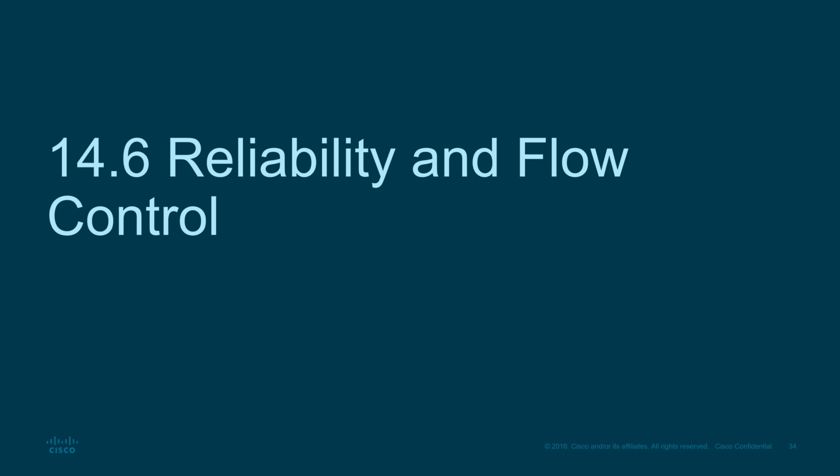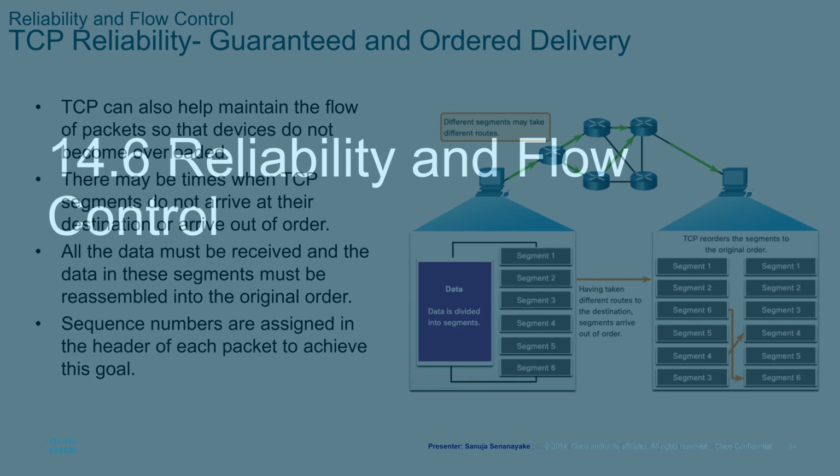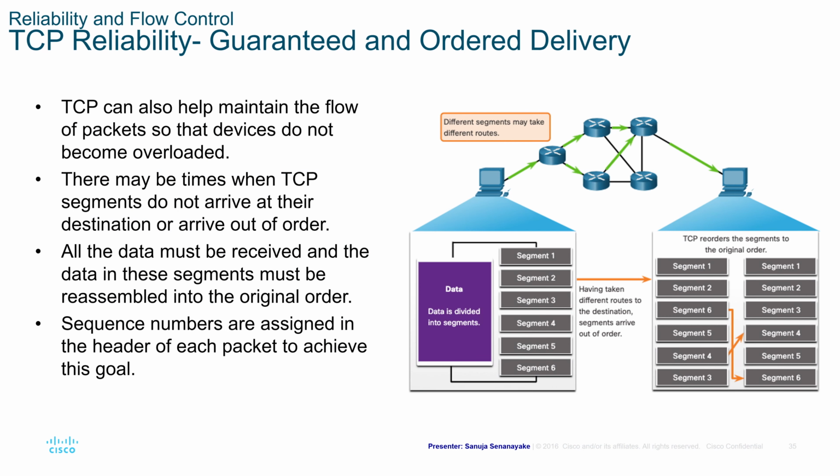Reliability and flow control. TCP reliability: guaranteed and ordered delivery. TCP can also help maintain the flow of packets so that devices do not become overloaded. There are times when TCP segments do not arrive at their destination, or arrive out of order. All data must be received, and the data in these segments must be reassembled into the original order. Sequence numbers are assigned in the header of each packet to achieve this goal.